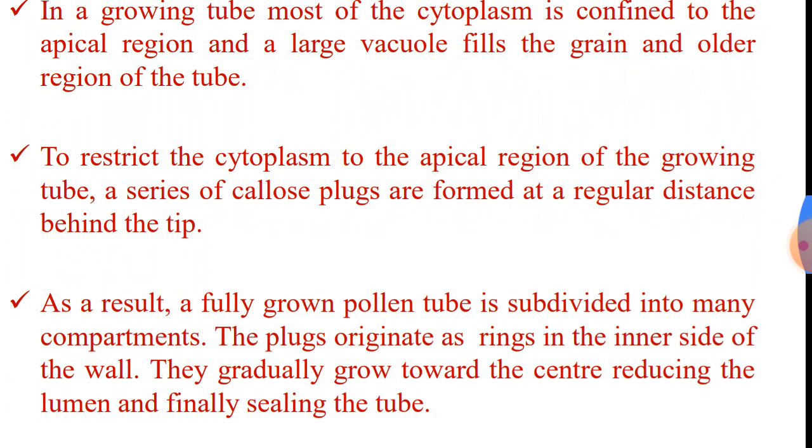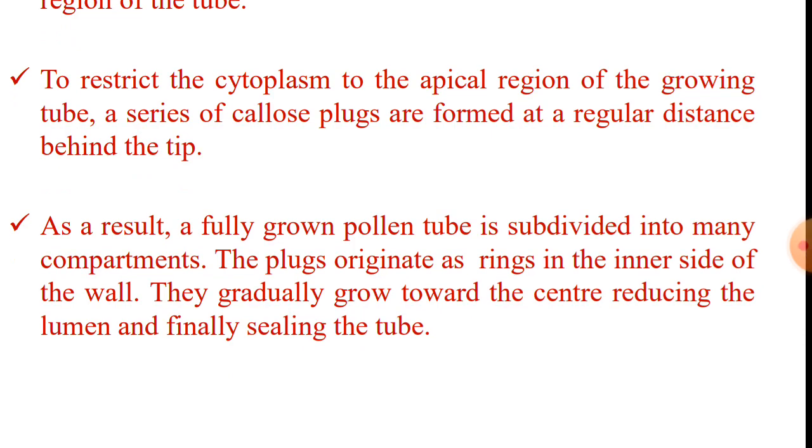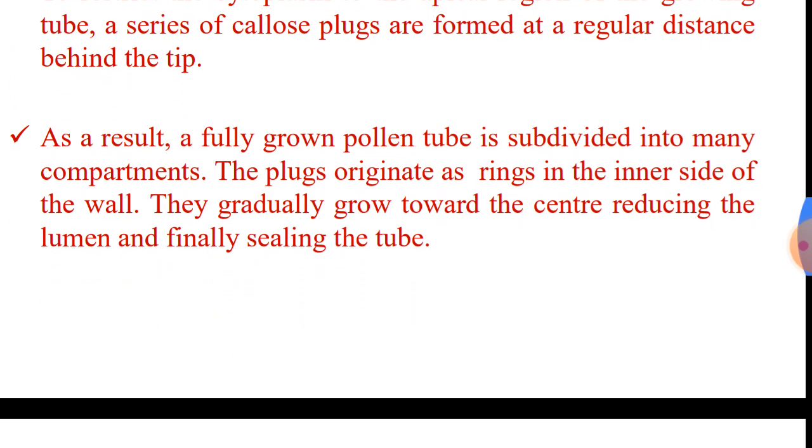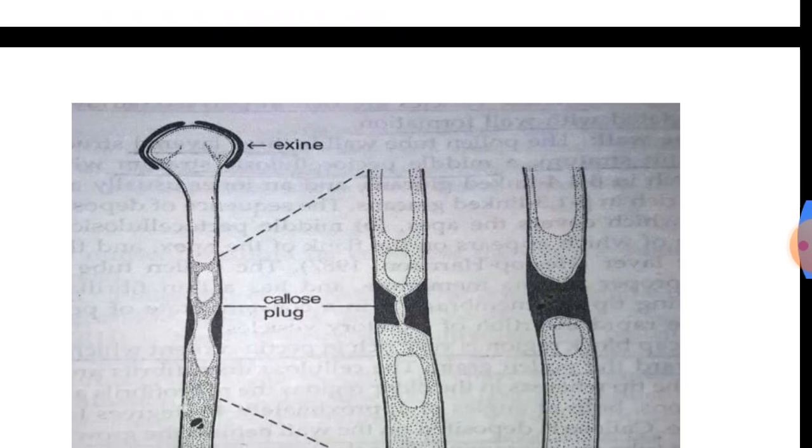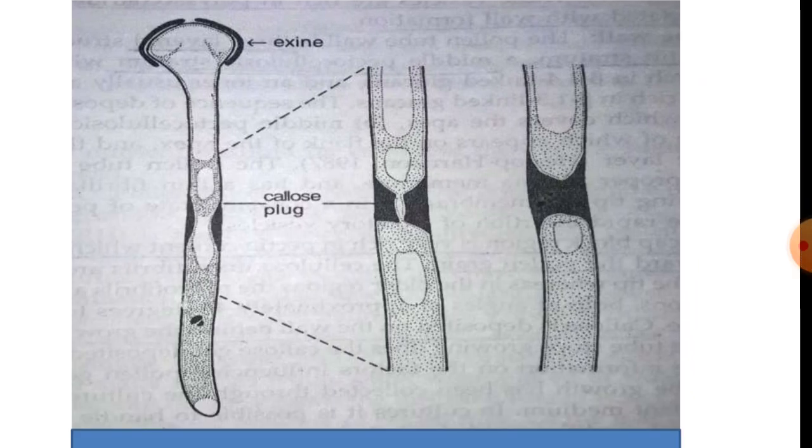To restrict the cytoplasm to the apical region of the growing tube, a series of callose plugs are formed at a regular distance behind the tip. The callose plugs originate from the inner wall of the pollen tube and they grow towards the center of the pollen tube and finally block the pollen tube. This figure is showing the development of callose plug in the pollen tube. From left to right, how callose plug formation takes place is shown.